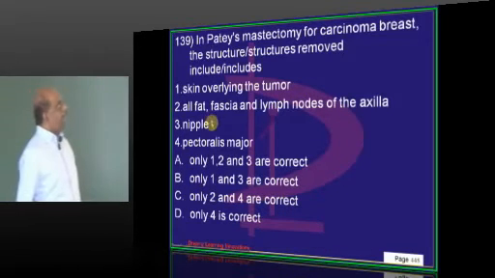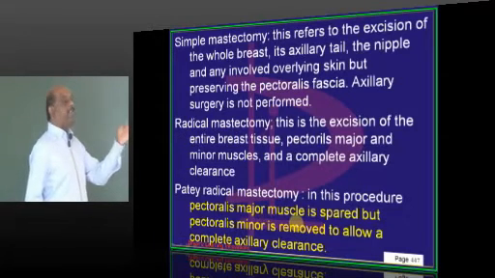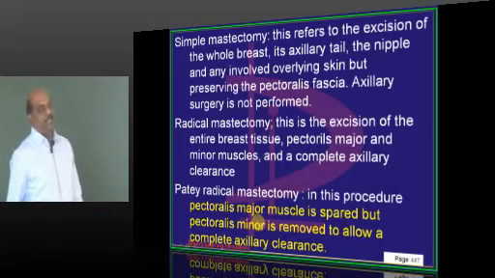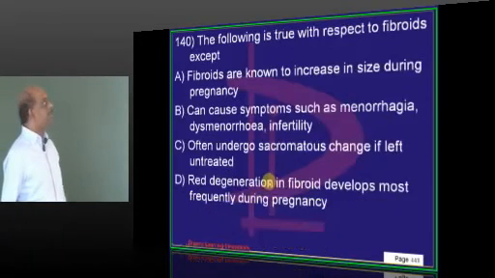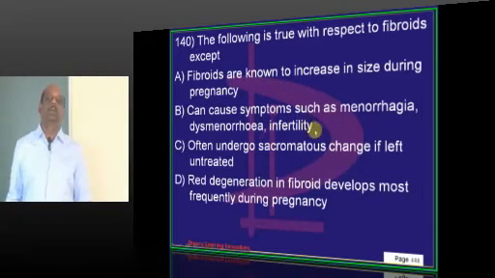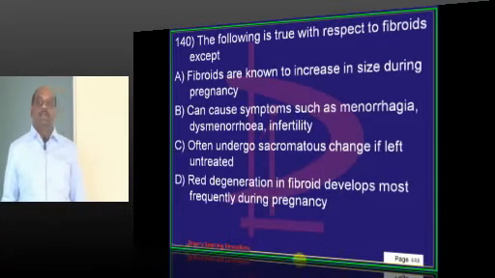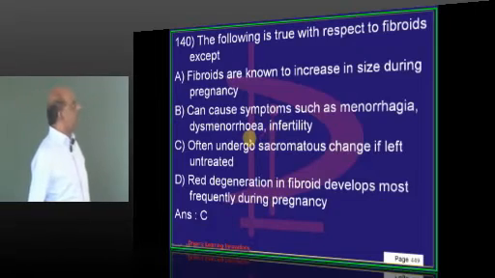So, Patey's mastectomy: pectoralis major muscle is spared, but minor is removed to allow complete axillary dissection. Simple, radical, modified radical, all these you must know the differences. Fibroids, will they undergo fibrosarcomatous change? Only 1% sarcomatous change. Lot of people carry fibroids in their uterus.